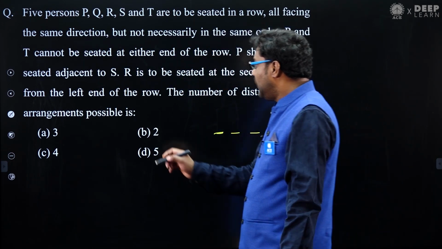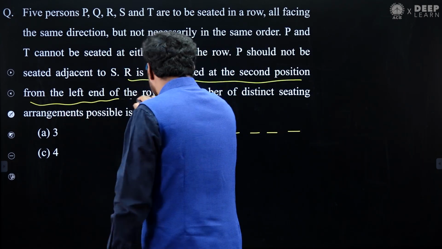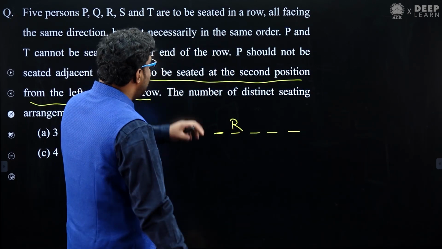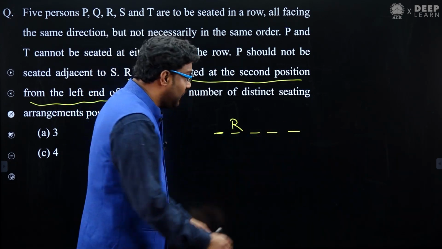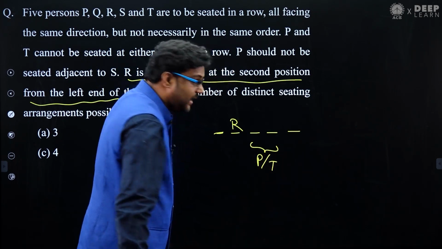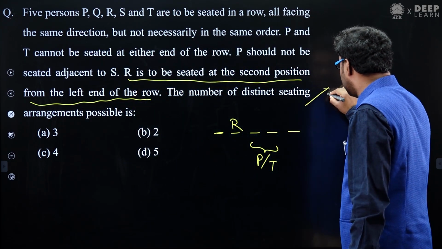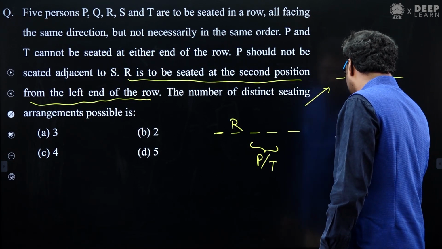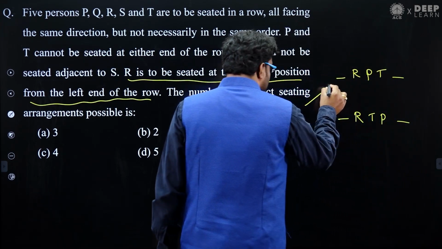Okay, but one thing fixed is R is to be seated second position from the left end. See, R's place is fixed here. And we know P and T cannot be seated on either end of the row, means P and T should occupy these places. So what are the possibilities you see? P and T occupy those places: blank, R, P, T, blank, or blank, R, T, P, blank. So these are the 2 possibilities first of all.